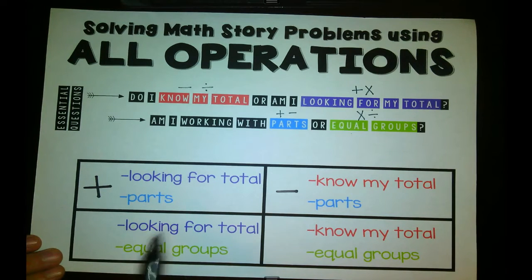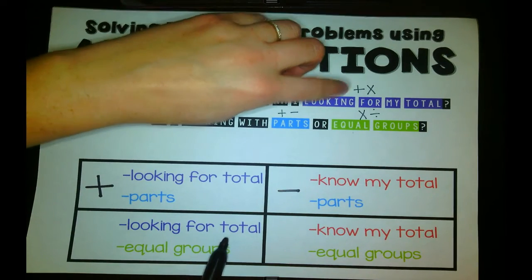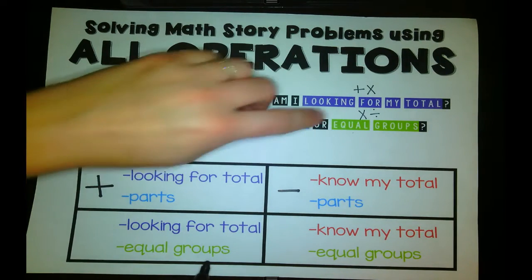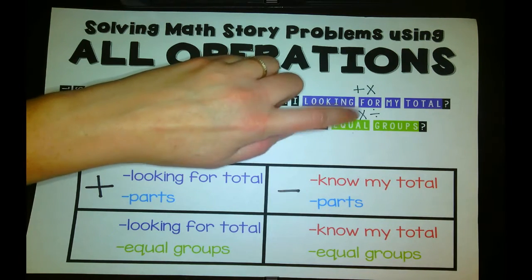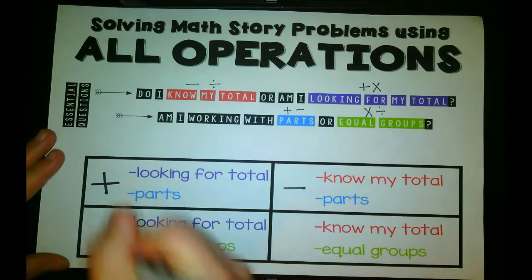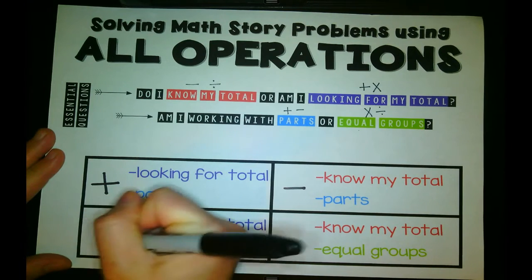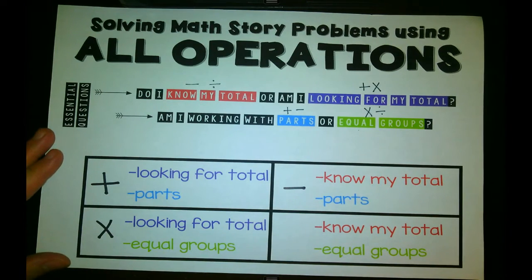Coming down to the bottom row, when I'm looking for my total, which is addition or multiplication, and I have equal groups, which is multiplication or division, my common operation between the two is multiplication. So when I'm looking for the total amount and I'm working with equal groups, I'm going to multiply.